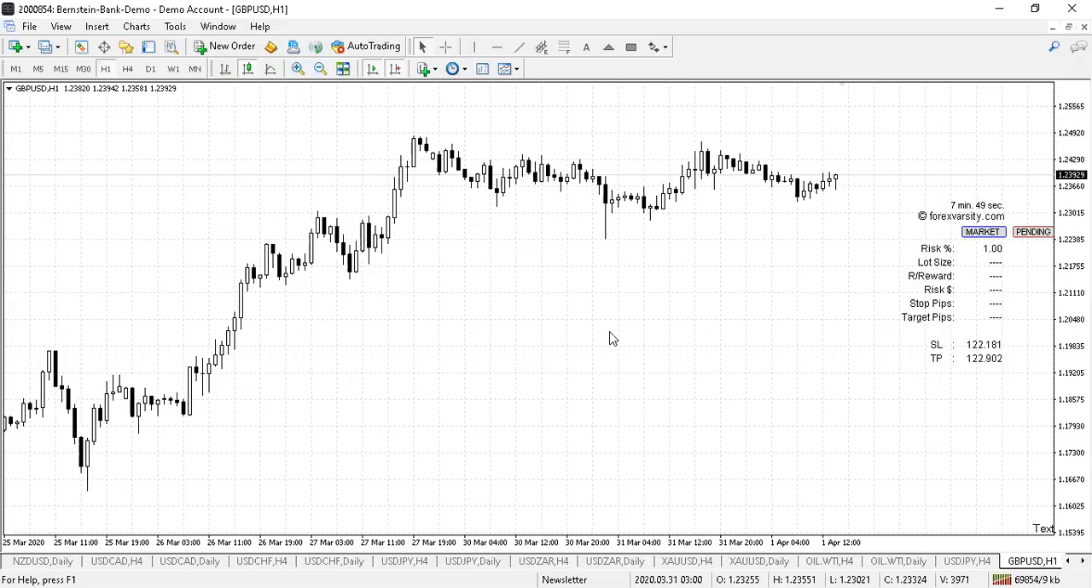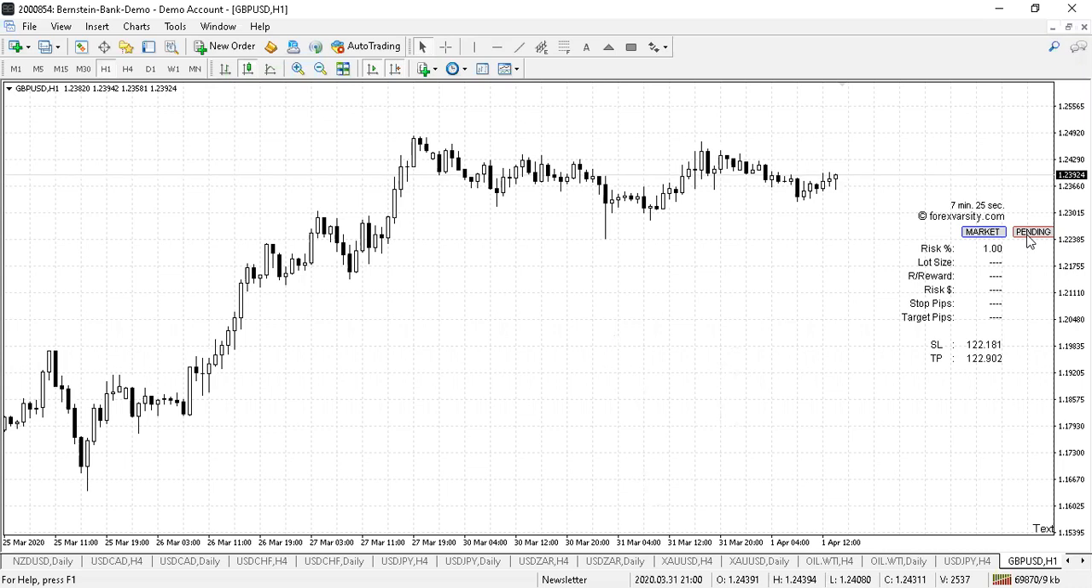Right guys, I just wanted to do a video about pending orders and about buy stop, sell stop and buy limit, sell limit. Just to clarify exactly what it means and what's the difference. So basically, a pending order is an order that you place that isn't at the current market. It's a preset trade.